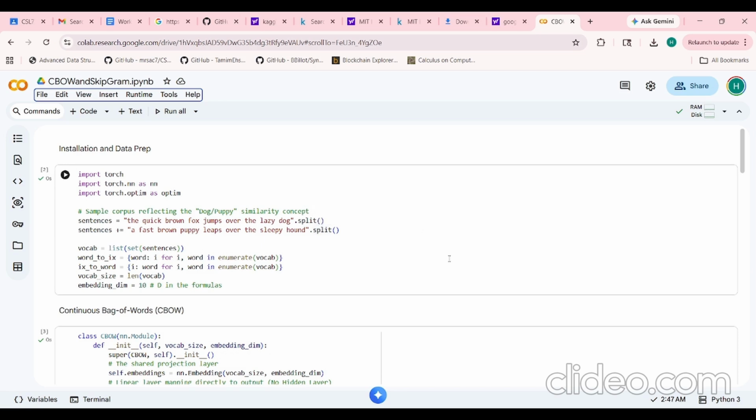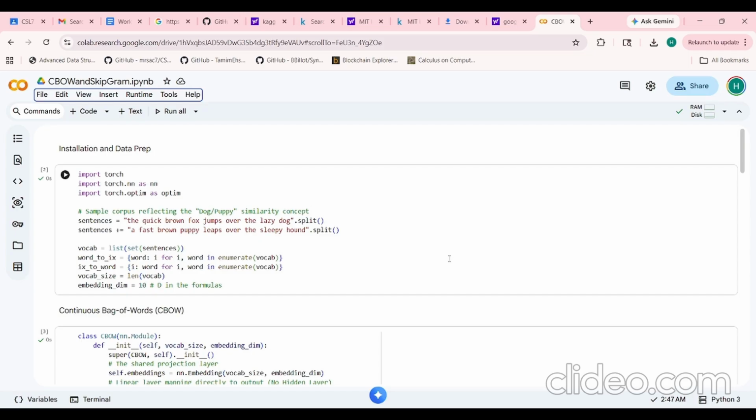In our first code cell, we move away from treating words as atomic units. We start by defining a specialized corpus that includes sentences like "the quick brown fox jumps over the lazy dog" and "a fast brown puppy leaps over the sleepy hound." This is designed to give the model a chance to learn that dog and puppy appear in similar contexts, the first step towards making them mathematically close.